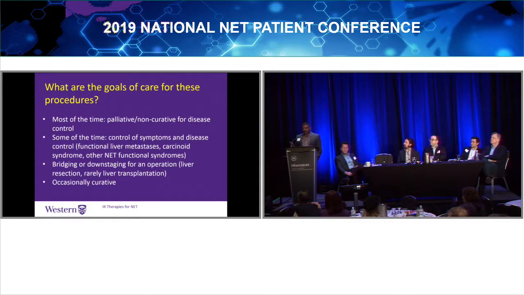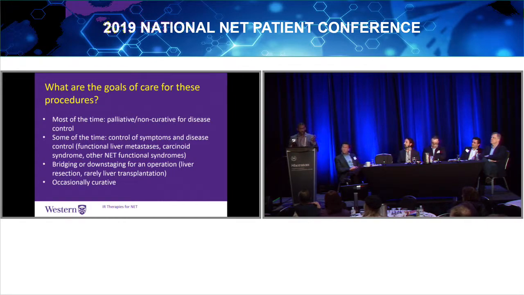So anytime we're talking about cancer therapy, we always want to talk about what our goals of care are, right? Because, as mentioned, there are different types of therapies that people will encounter at some point in their journey. From the IR side of things, these are typically palliative or non-curative therapies most of the time. Some of the time we're trying to control symptoms in people that have carcinoid syndrome or some of the more functional tumors. We're really trying to prevent some of the complications of those functional tumors, such as heart valve disease and things like that. Sometimes we're trying to help out the surgeons.